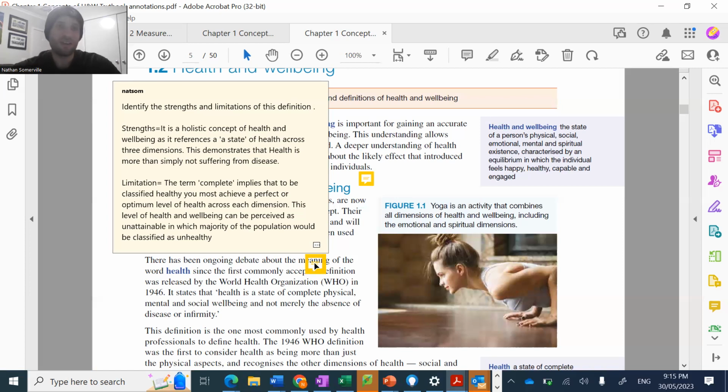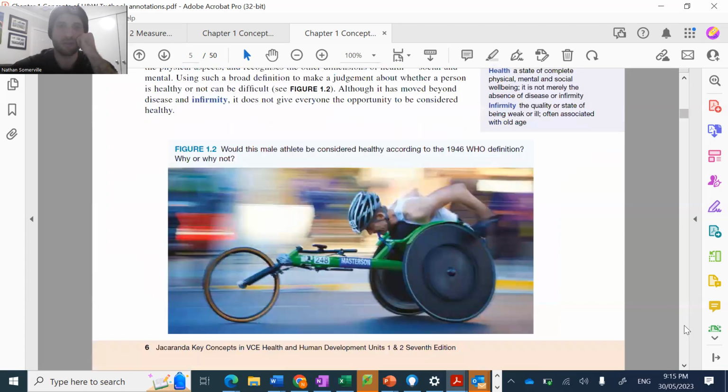You need to have a high level across all 3 dimensions. You don't necessarily need to have a high level across all 3 dimensions to be considered healthy, and it certainly doesn't need to be optimum across all three dimensions. So this definition that they're given there, using the term complete, sort of creates an unattainable definition of health, or a definition to be considered healthy. So that's a limitation of it, the fact that the way it's worded can actually make that health seem somewhat unattainable. All right. We'll move on to the next part.